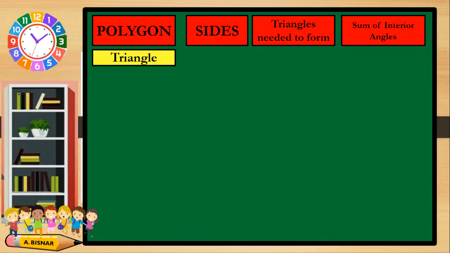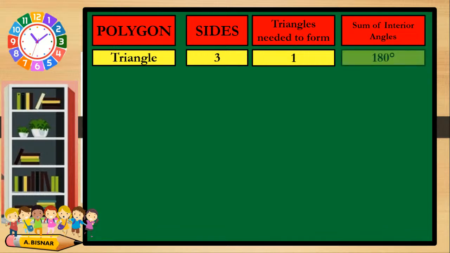A triangle, I'll give the first example. A triangle has, nice one, Rodrigo, gets na gets. A triangle has 3 sides, and with one triangle, you can already form a triangle. And the sum of the interior angles of a triangle is always 180 degrees. Well, how about with quadrilateral? What's the answer?